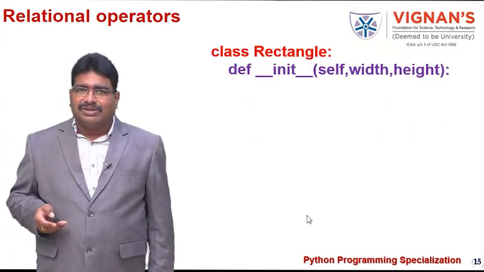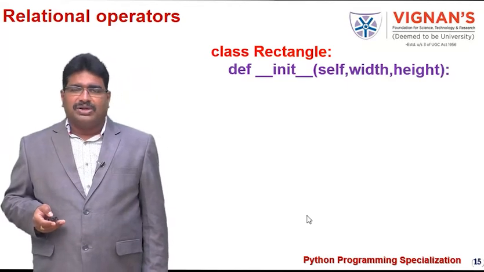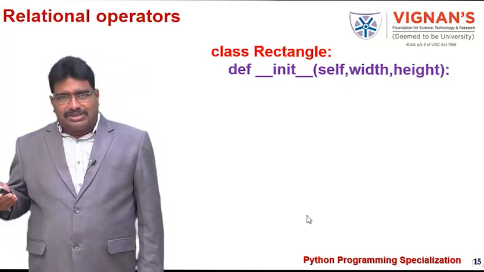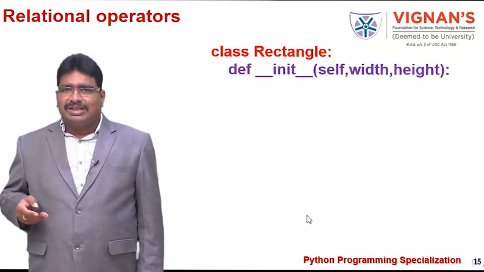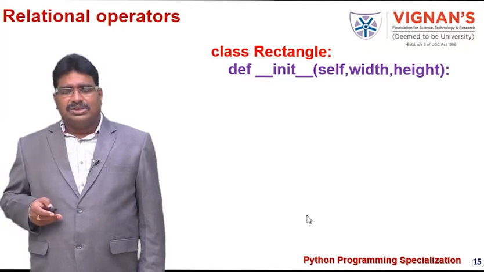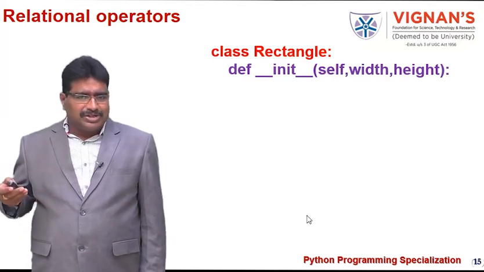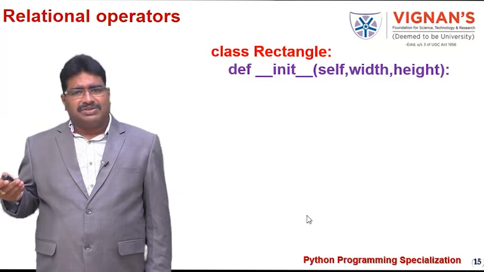Now we try to take one example for the operator overloading for the relational operators. For the example purpose, we take the rectangle class. Already we know that every rectangle has two attributes. One is the width and another one is the length.